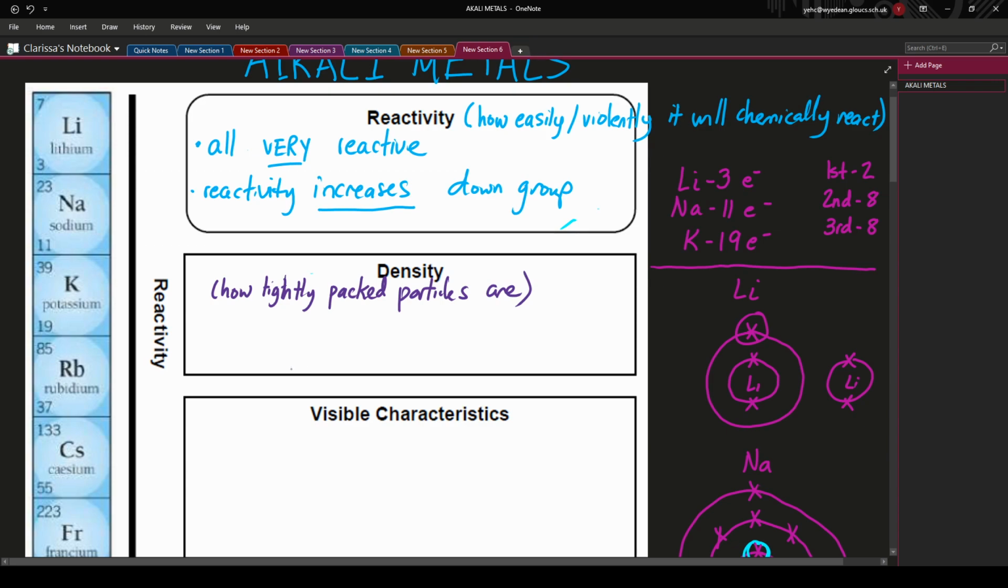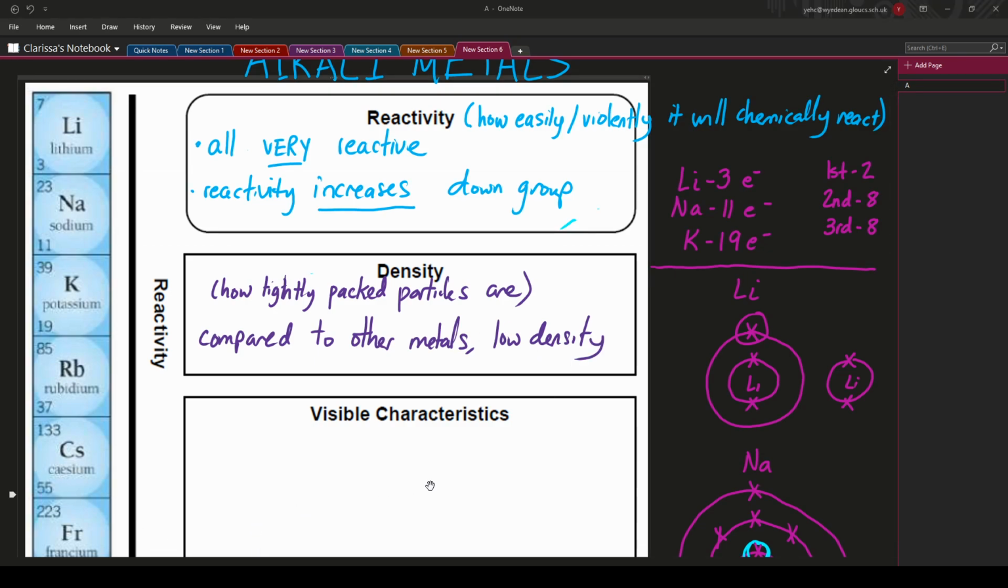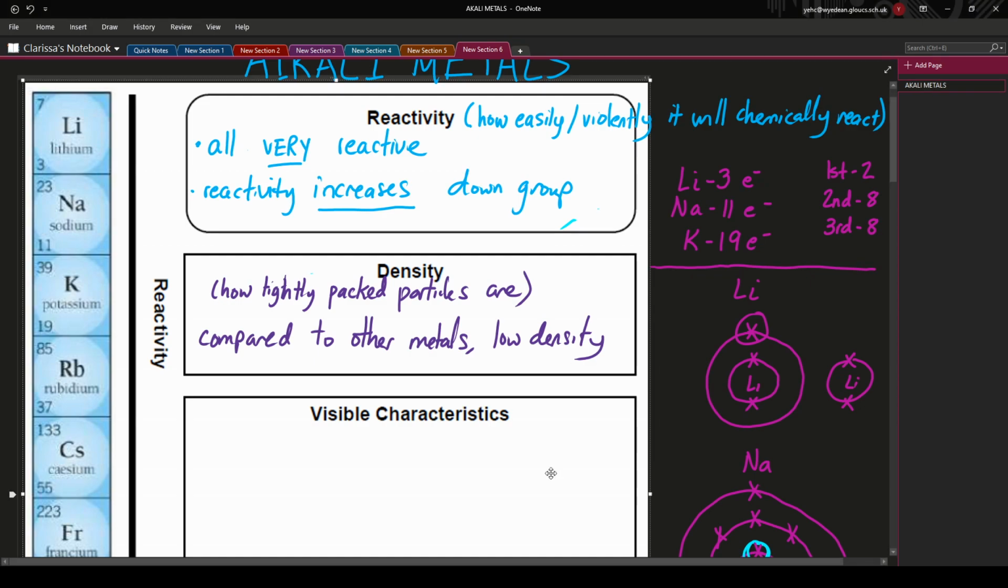Right, so the alkali metals are metals, but compared to other metals, low density. So I don't want you to just say that it is completely not dense at all. I don't want you to just say it is low density. It's in comparison to other metals. Like if you think about things like platinum or gold, they're a lot denser than the alkali metals are.